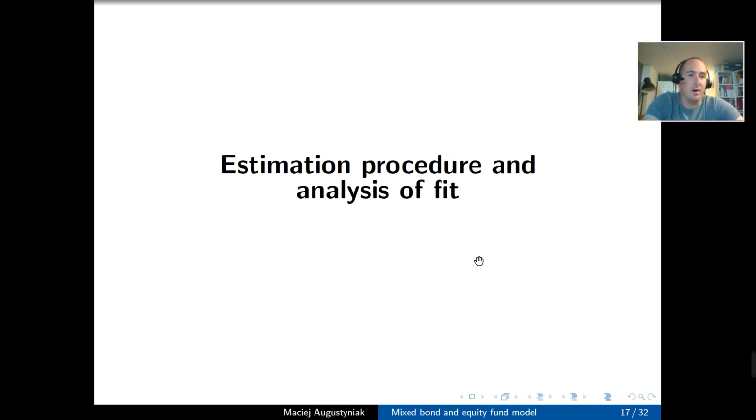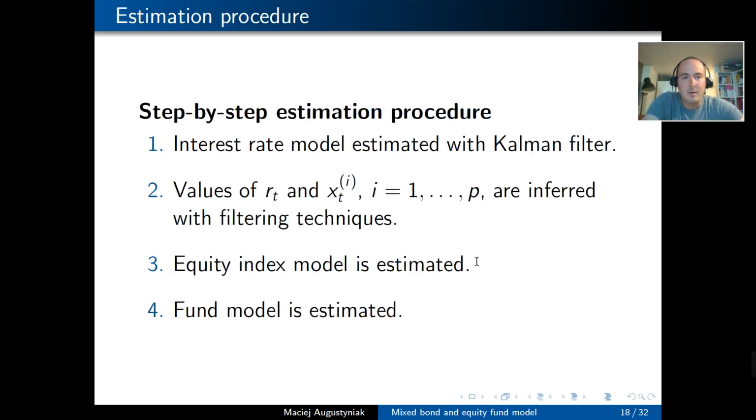So we estimated our model on some real data, and we can now provide an overview of the fit. The estimation of the model was made step by step. First, the interest rate model was estimated with a Kalman filter, and from that estimated model we were able to infer values both for the short rate r_t and each of the underlying factors X_i. We can do that through standard filtering techniques, and once we have inferred values for these factors, we can estimate both the equity model and the fund model, which relies on both the equity and interest rate models, using standard maximum likelihood techniques.